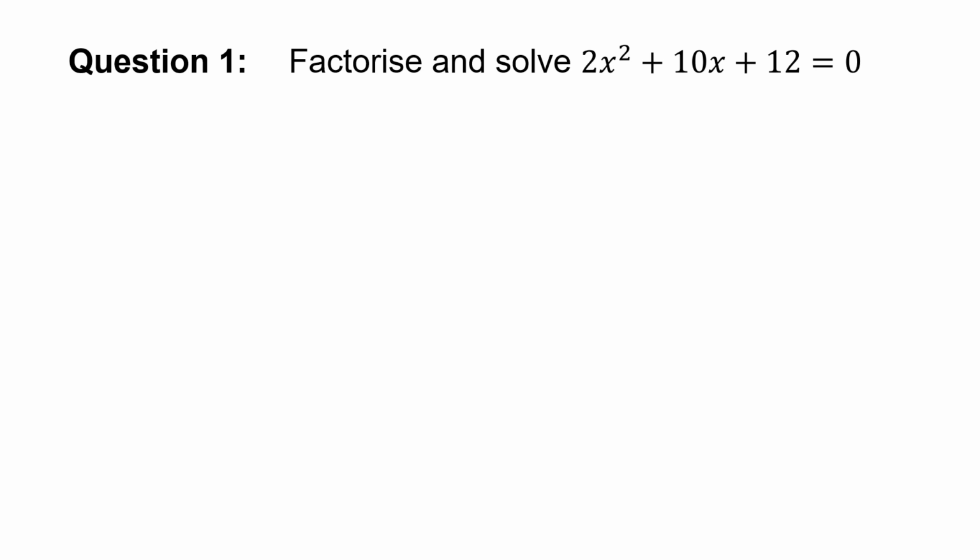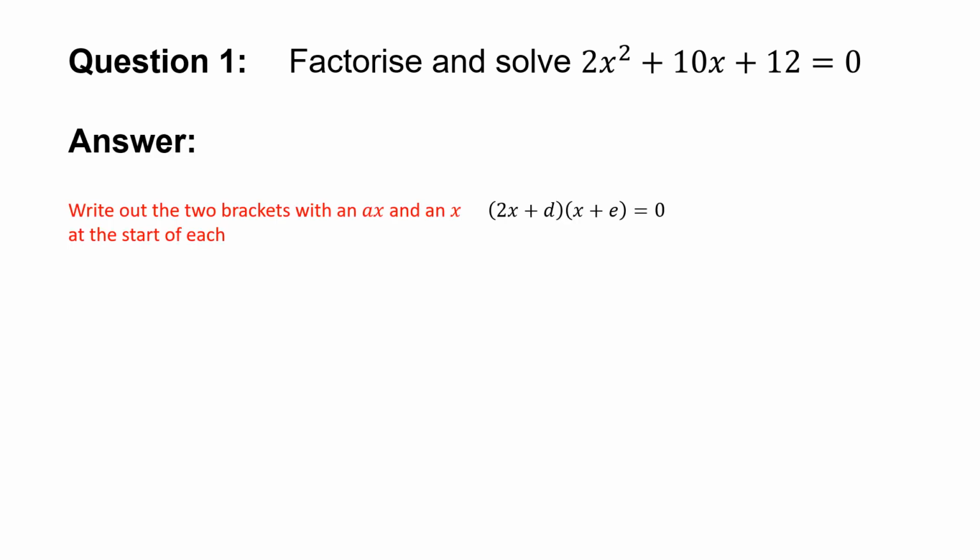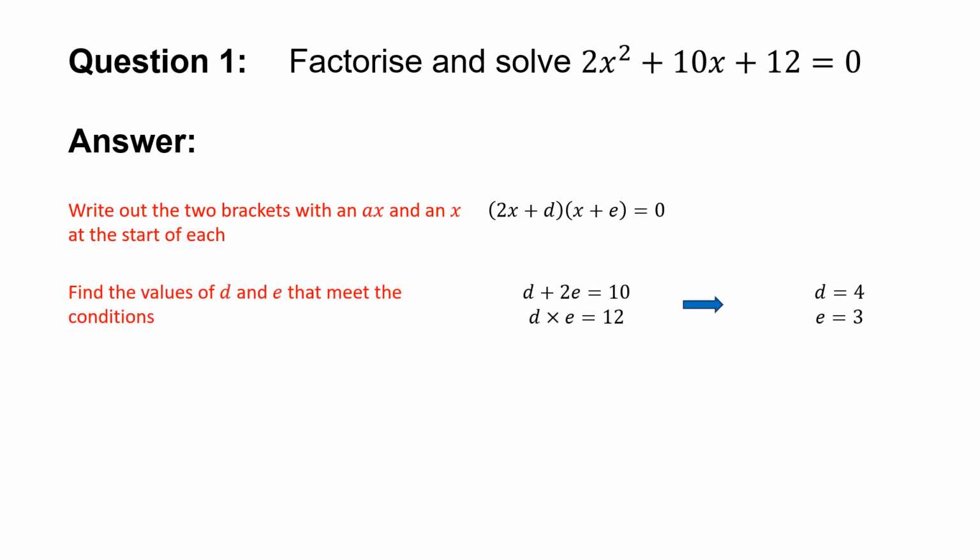So hopefully you're able to find that okay. How are we going to solve this? We have the equation in the form we want, so we don't have to rearrange anything. So we go straight to setting up our brackets. In this case, we're going to have 2x plus d times x plus e equal to 0. This is going to be the form of our brackets. Now we need to work out what our conditions for d and e are. So it's d plus a times e.